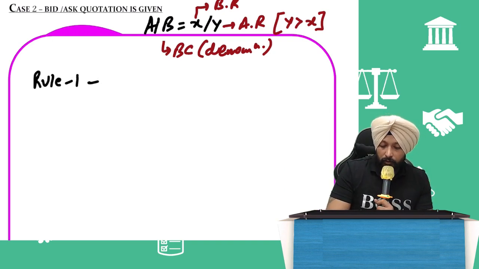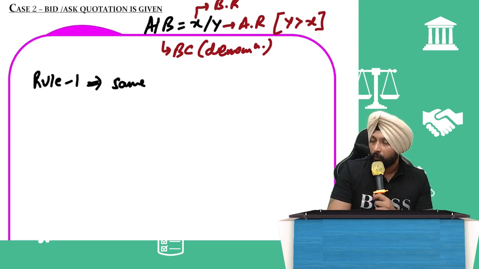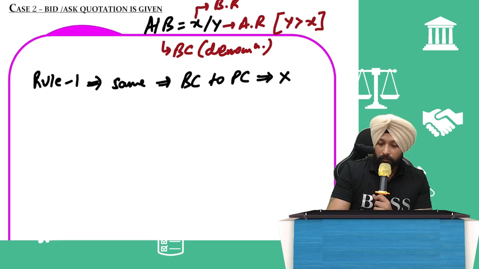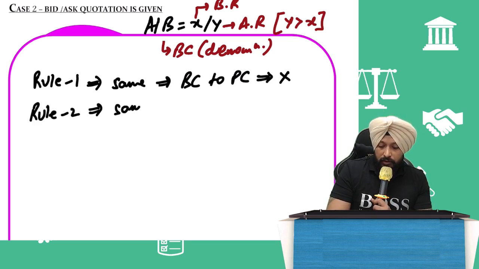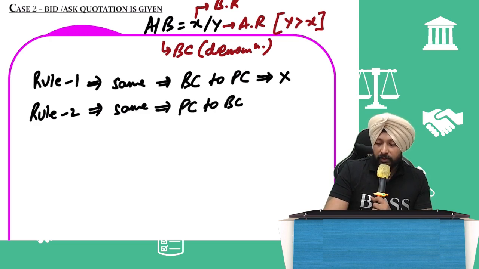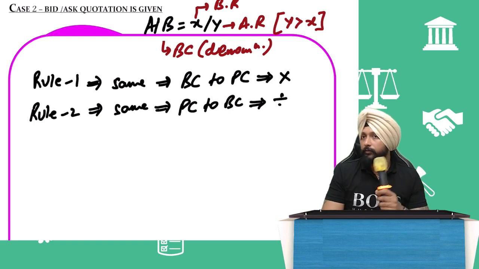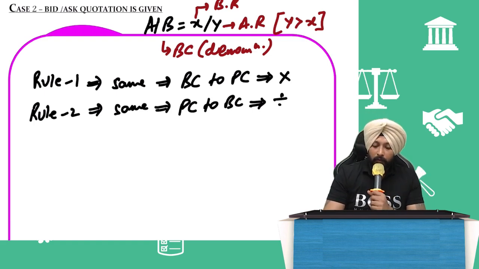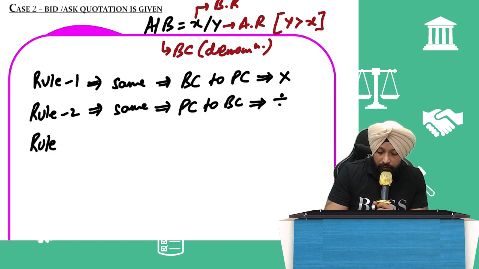Rule 1, same. What is it? Base currency to price currency, multiply. Rule 2, same. Price currency to base currency, divide. Correct? This is not changing.